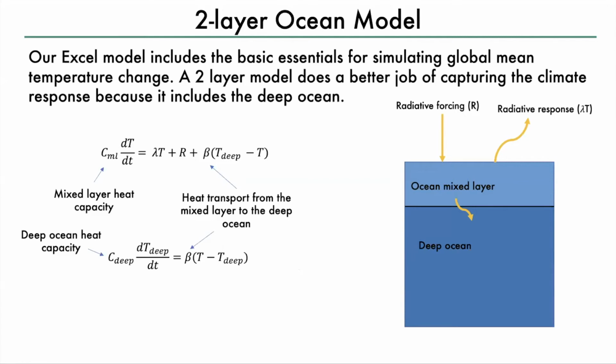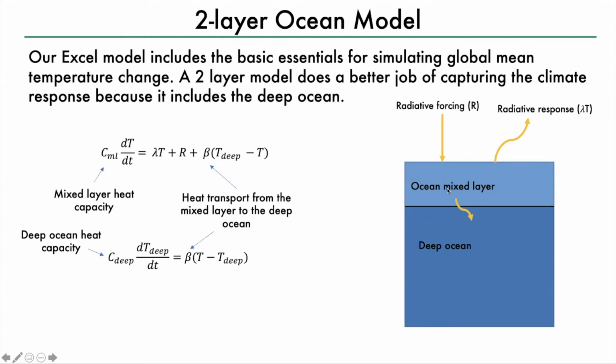Another model that we have is a two-layer ocean model. So this two-layer model does a much better job of capturing the climate response because it actually includes the full depth of the ocean. So we still have this radiative forcing component. We still have the ocean mixed layer, and we still have this radiative response. But now we have an extra term, which is the heat transport from the ocean mixed layer.